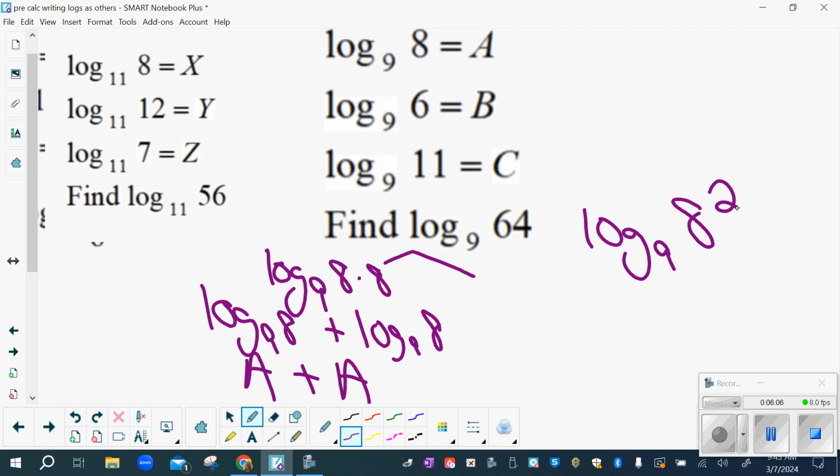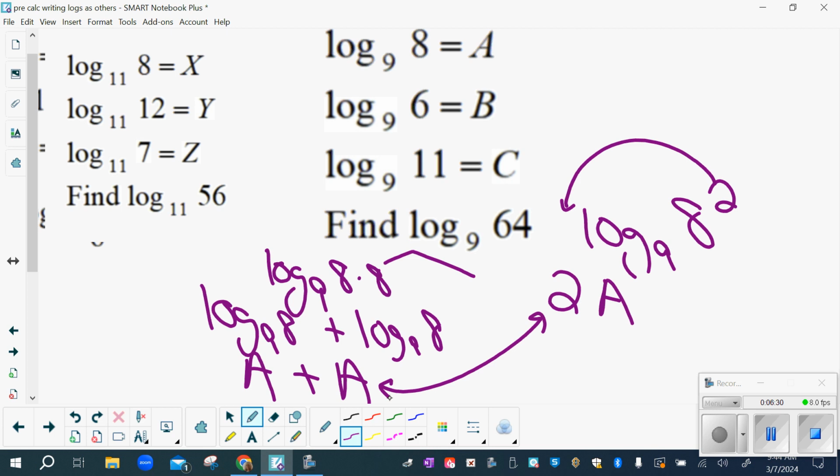Watch what happens. Our properties say this guy goes in the front. So 2 log 9 of 8. I just pop out that, pop in an A, and then look, same answer. Same answer. You can use exponents or you can use multiplying, same answer.